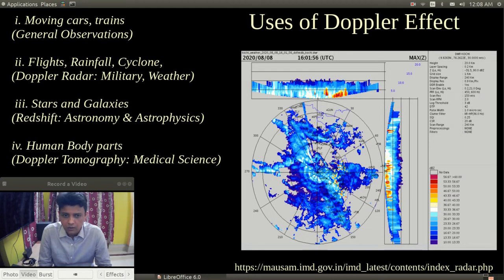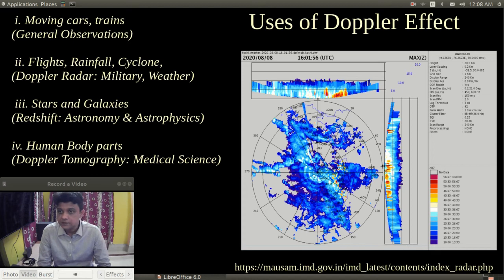So we have all observed the Doppler effect while standing on a platform when the superfast train is passing by, and we have seen the pitch is going up while the train is coming towards us, and then the pitch goes down. So this is the foremost and probably most widely observed effect of Doppler effect.